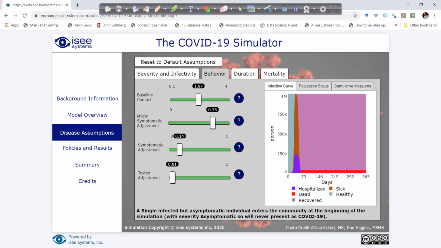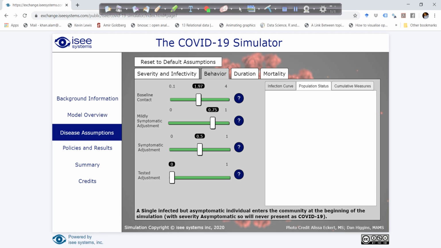adjustments are for those who are actually having the symptoms. So if we change it to, say, 50%, that is, they manage to reduce their contacts by 50%. And for those who have tested, let's make it absolute 0.